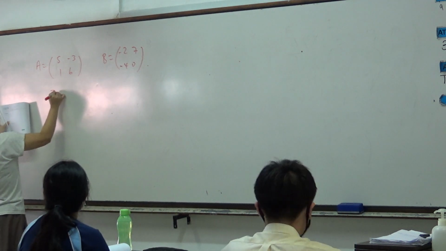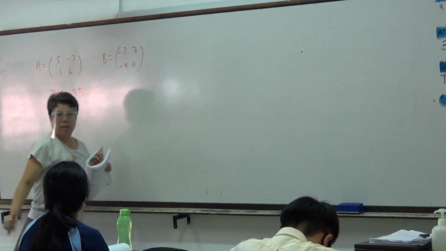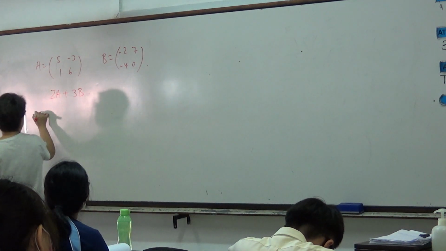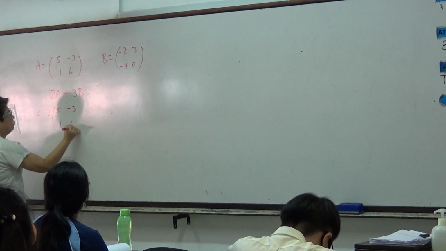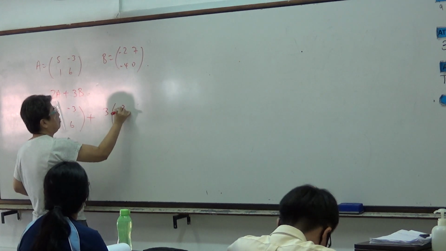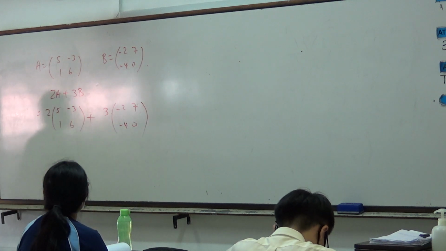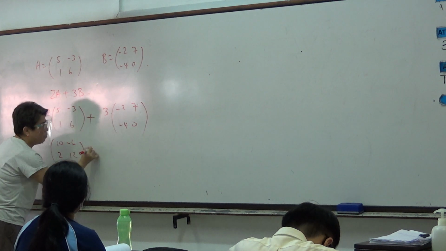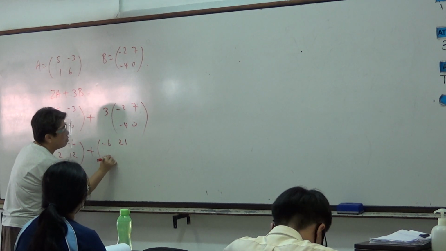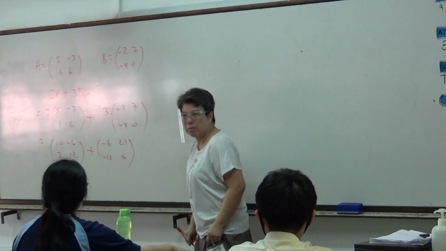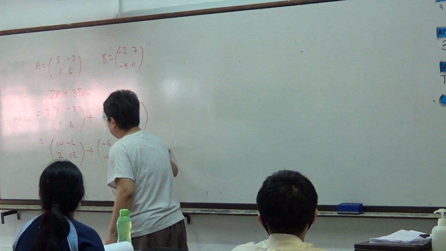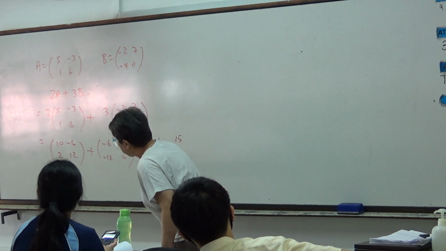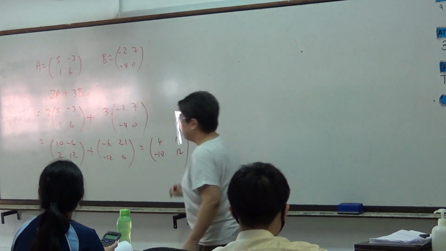The question says to evaluate 2A plus 3B. I'm going to do this straight away. All of you look up. What do you mean by 2A plus 3B? That means 2 times A, plus 3 times B. Like that, right? So we have 10, negative 6, 2, 12, plus negative 6, 21, negative 12, 0, right? Okay, so we add up together. What do we have here? 4, 15, negative 10, and 12. This will be my answer.